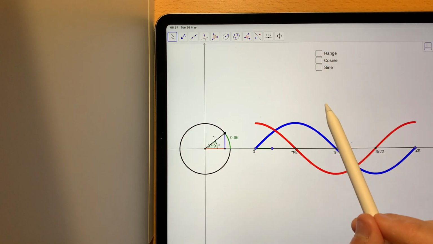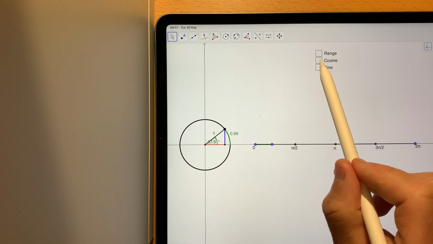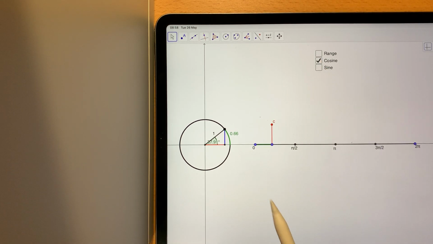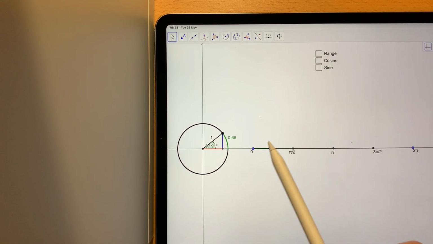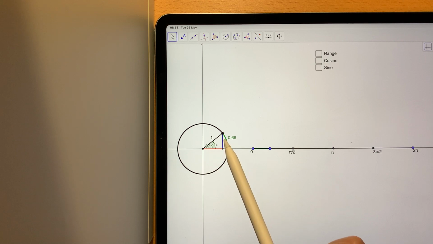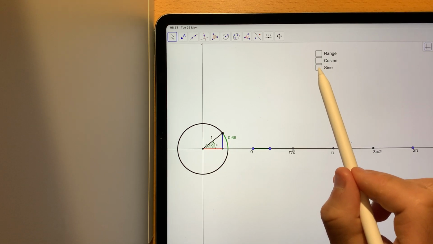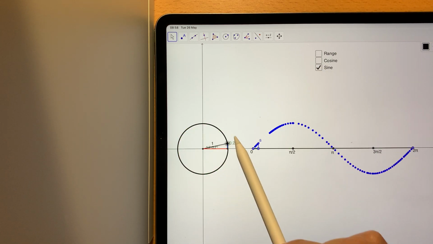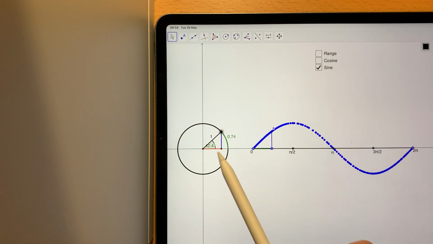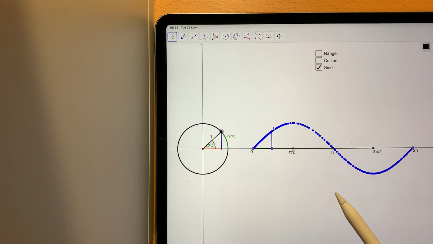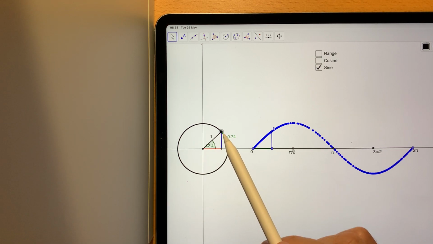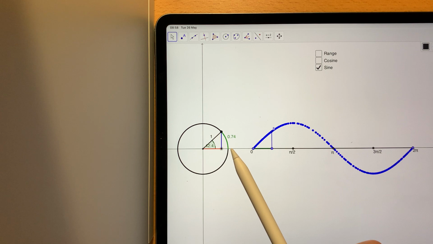Let's switch on cosine again, because you want to know for a certain arc length. Let's go to sine first. For a certain arc length, you want to know your sine, so it makes sense to plot it like this. For every arc length you plug in, you want to know your sine. So that's the y value of your function, which corresponds to the y value on the unit circle.